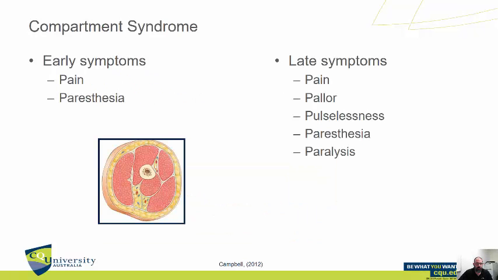So the early symptoms of compartment syndrome are pain and paresthesia. Paresthesia is that pins and needles feeling that you're going to get in the limb. All right, and then late symptoms, also pain and paresthesia, but you're also going to get pallor, which is paleness, and pulselessness as you get more and more swelling. The blood supply to that compartment is completely decreased, and you're not going to get distal pulses, and then paralysis, complete paralysis as a result of the nerves being damaged.